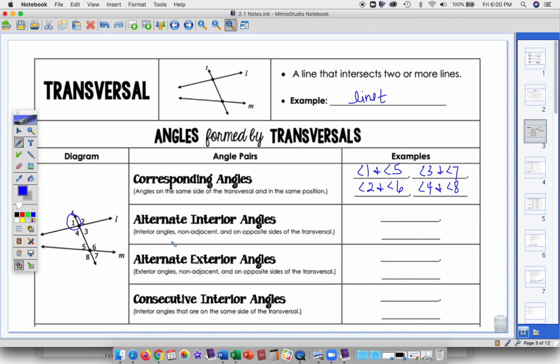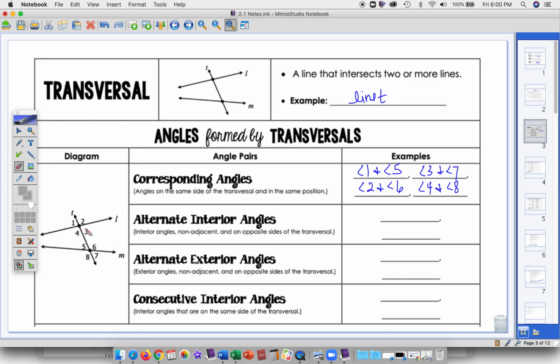Alternate interiors. Alternate interiors are angles that are in the interior, meaning between the two lines, okay, in this case line L and line M. So 4, 3, 5, and 6, they are all interior angles. They're also non-adjacent, and they're on opposite sides of the transversal. So they have those three characteristics.